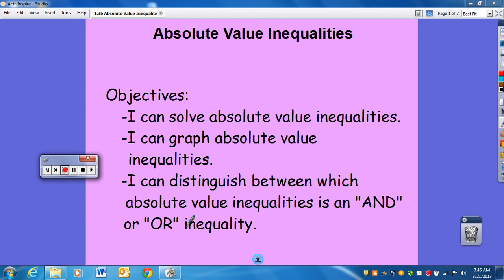In this video, we're going to be solving absolute value inequalities. We're also going to be able to graph and then distinguish between an "and" and an "or" situation.